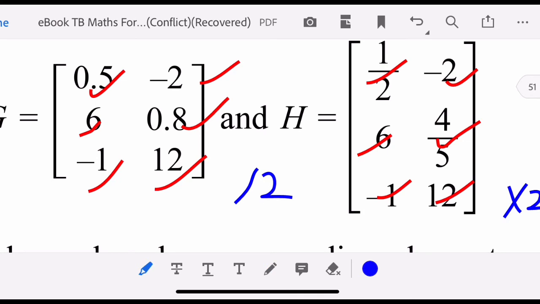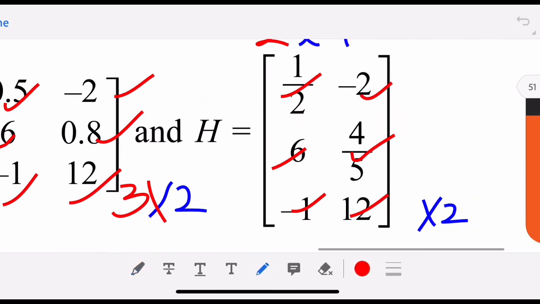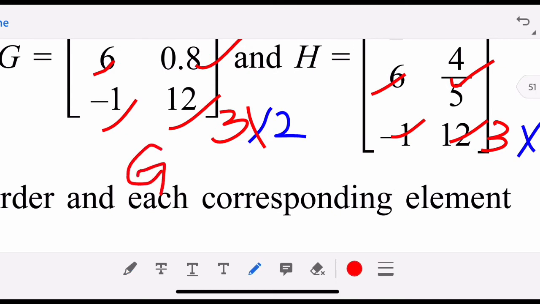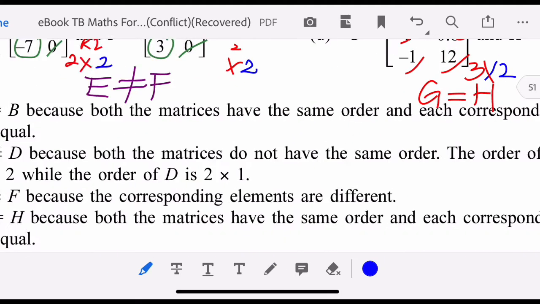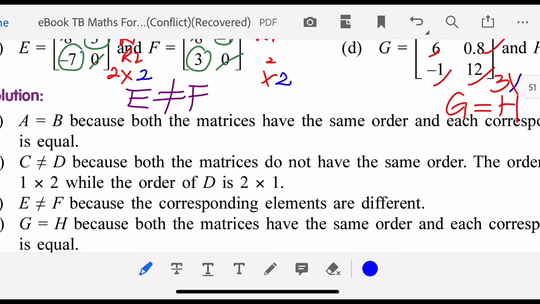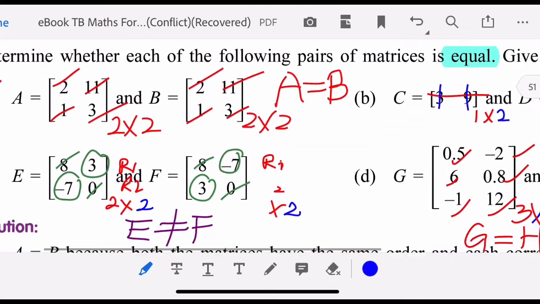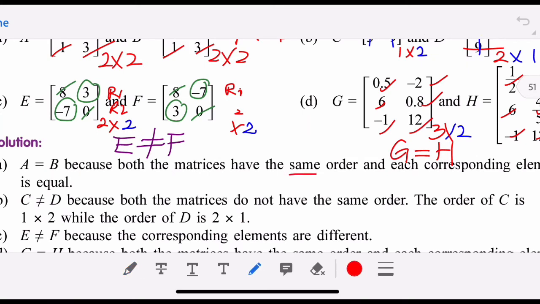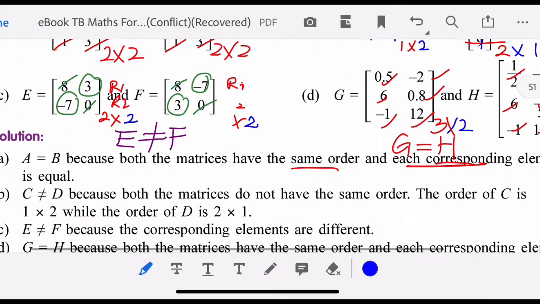So this is a matrix 3. Let me write down again. 3 by 2. And this is also a matrix 3 by 2. So they are actually equal matrices because they fulfill the two conditions, which are the same order and the corresponding elements are the same. Right, so basically I have discussed just now. So A is equal to B because both matrices have the same order and each corresponding element is equal, right?